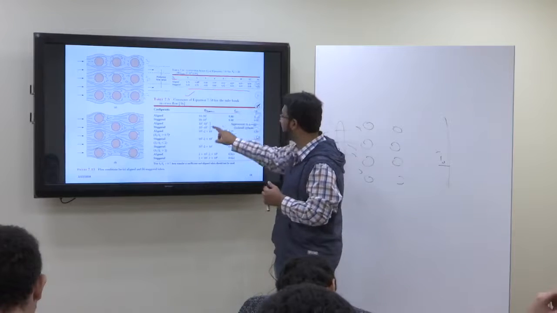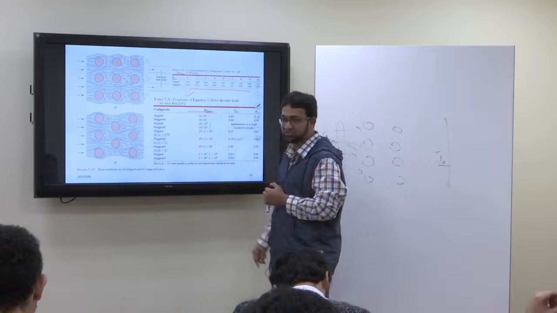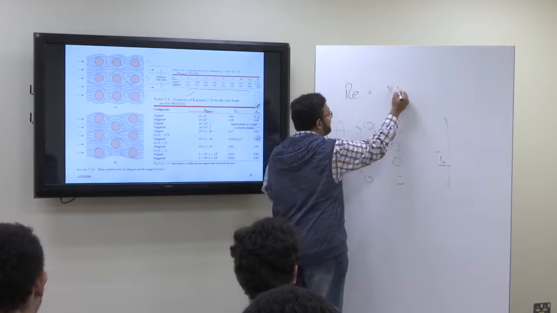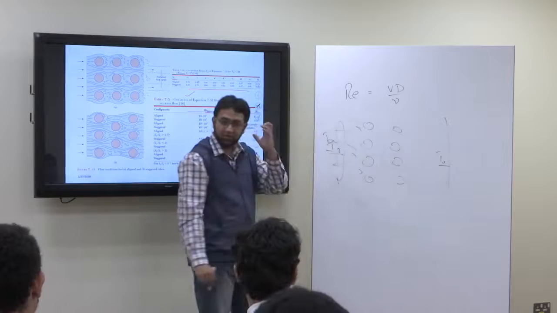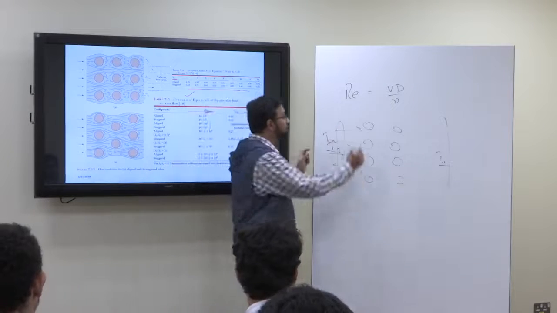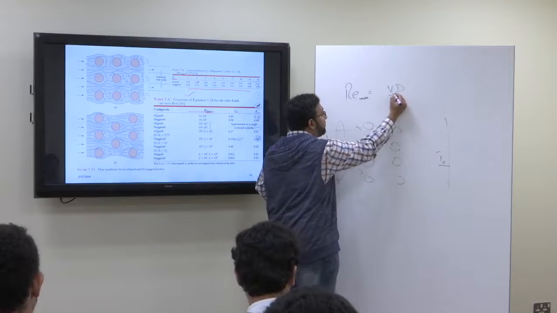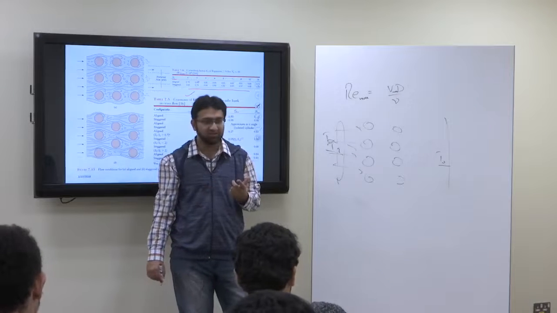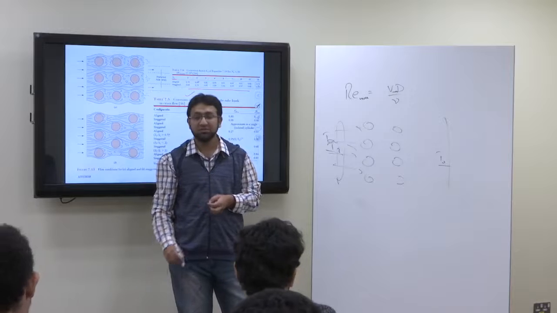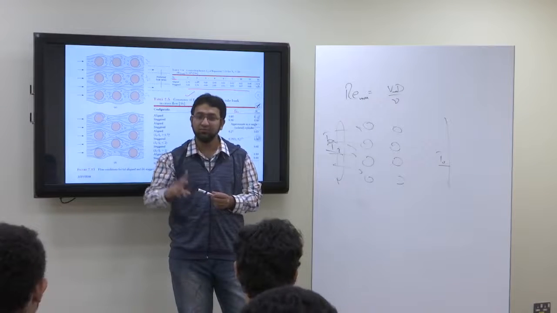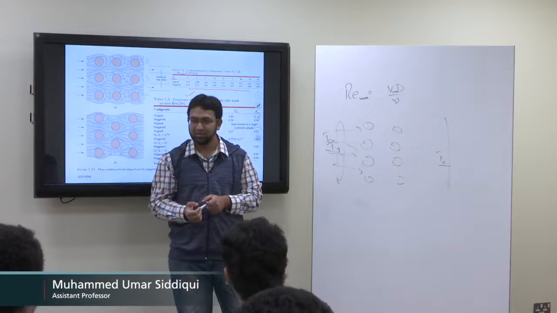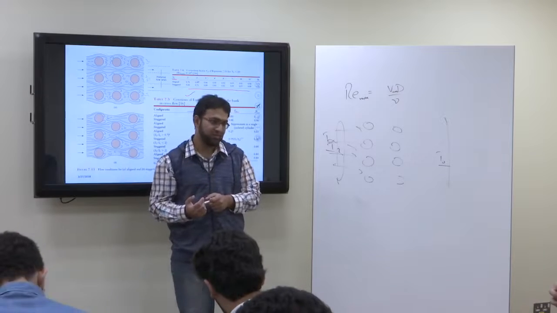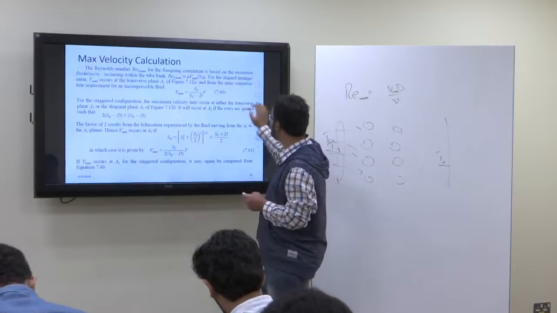It's written here that you will find the Reynolds number max. Reynolds number is basically V D upon mu, right? So it will be Reynolds number max if we know the maximum velocity. Now what is the maximum velocity? For maximum velocity we have two formulas, depending upon whether it is an aligned case or a staggered case. If it is the aligned case, the formula for maximum velocity is this.